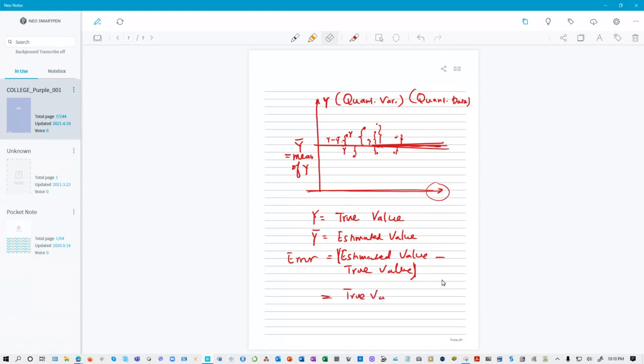True value minus the estimated value. It doesn't matter, either way. If you do the first one, you get negative or positive based on how you write it. But that's why we put the absolute value.